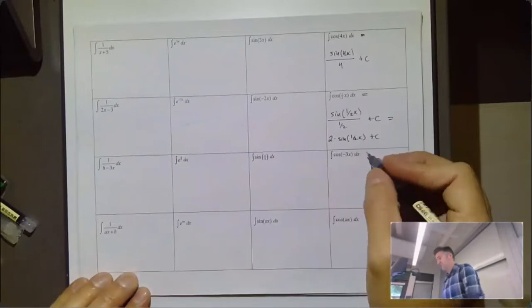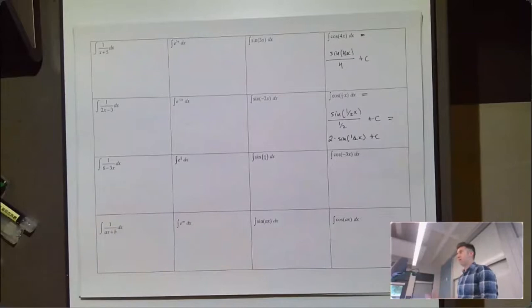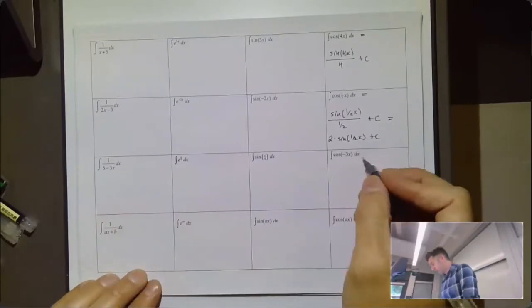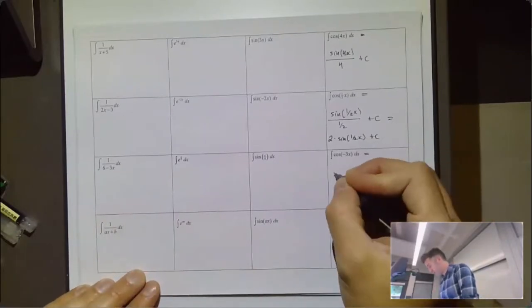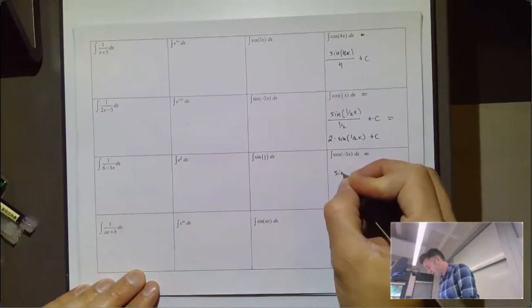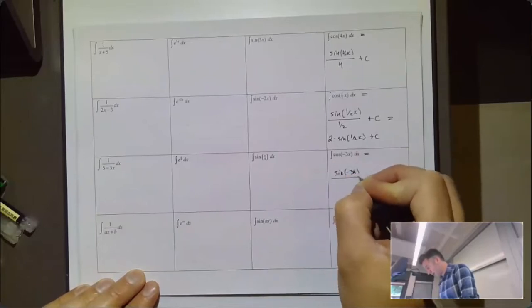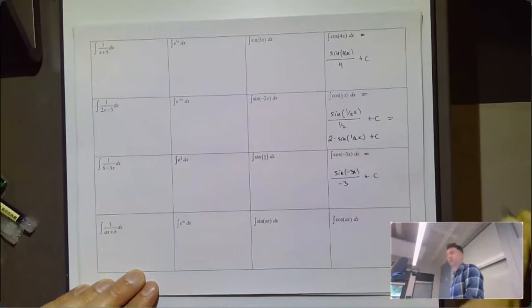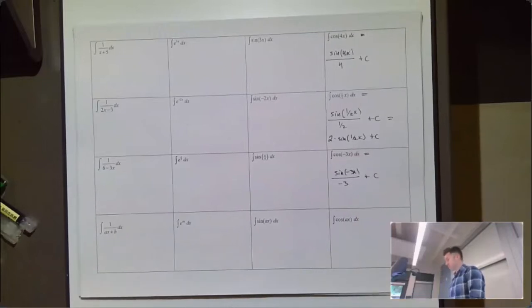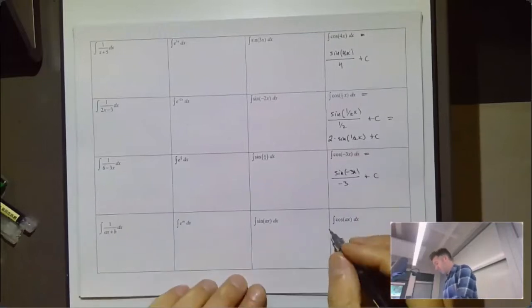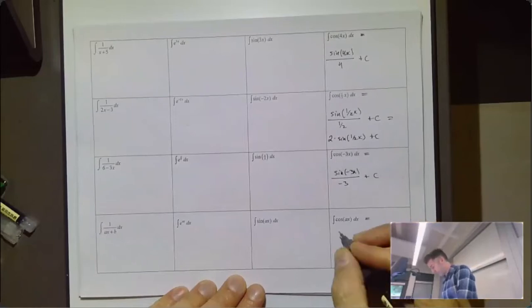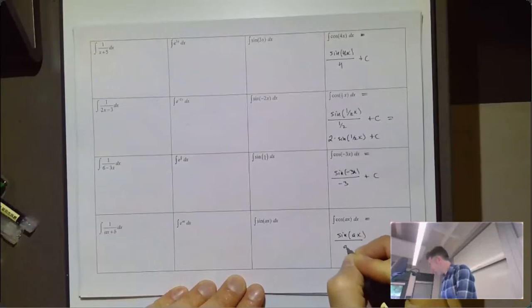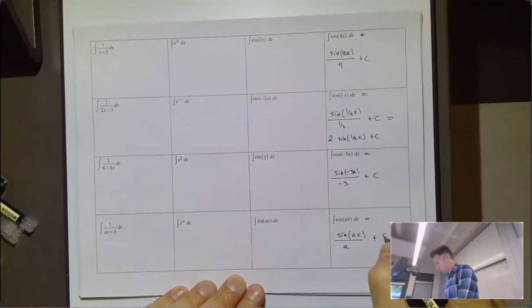Same deal here. The pattern is the same every time. The antiderivative of cosine of negative 3x is going to be sine of negative 3x divided by negative 3 plus c. The antiderivative of cosine of ax is going to be sine of a times x divided by a plus c.